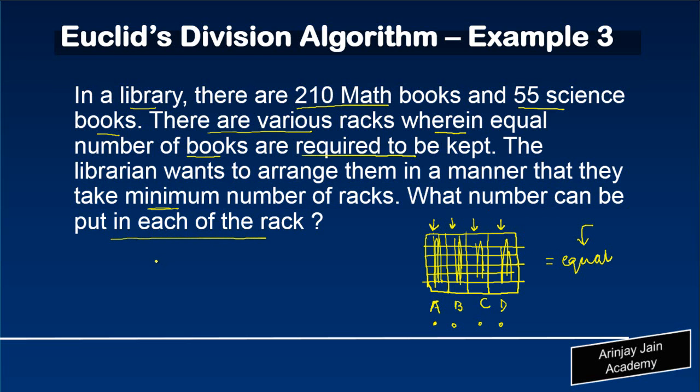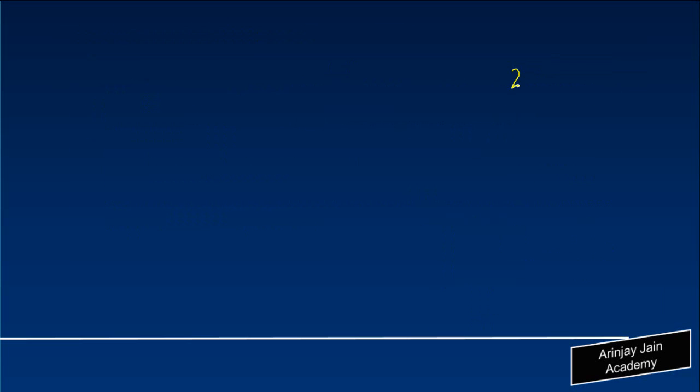And how do you resolve this? We resolve this by finding out the highest common factor of the maths and the science books by using Euclid's division algorithm. So we have 210 maths books and 55 science books. Now 55 would go into 210 three times, and we will get 165. Subtract this, okay, and you will get 45.